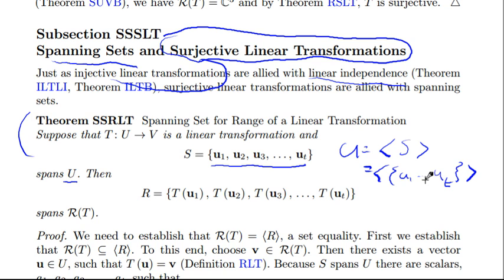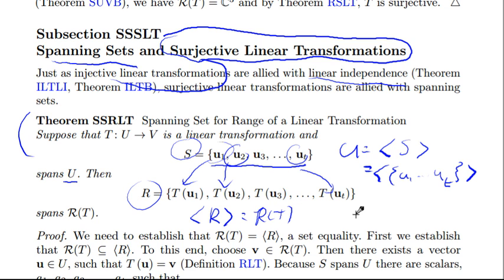Okay. Now if that's true, then if I take the image of S, the image of each vector in S, u1 goes to T(u1), u2 goes to T(u2), etc., uT goes to T(uT), then this set R spans the range of T. So that means that the span of R is equal to the range of T. Or I can say that the span of R is equal to the span of T(u1) up to T(uT). Okay. And this makes a lot of sense.